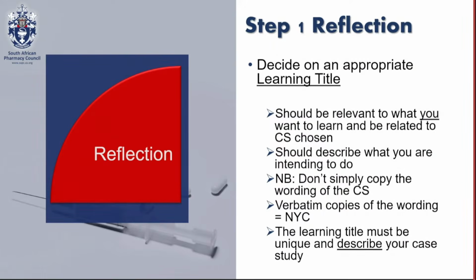So the first step within the reflection part is the learning title. So the learning title really is a snapshot or gives us a summary as the assessor and moderator. So what is this particular CPD going to entail? It should be relevant to what the intern wants to learn, and be related to that competency standard that they've chosen. It should describe what they are intending to do. Don't simply copy the wording of the competency standard.